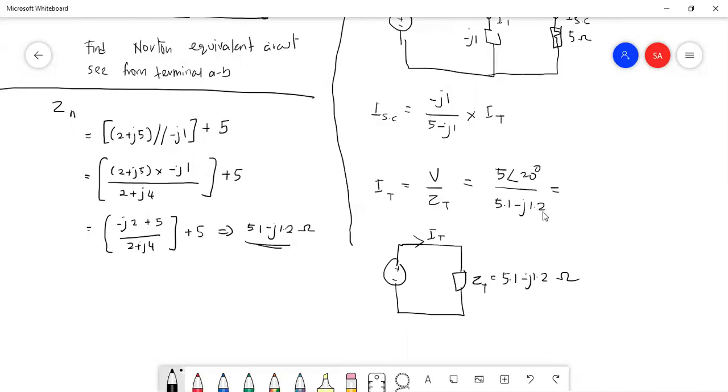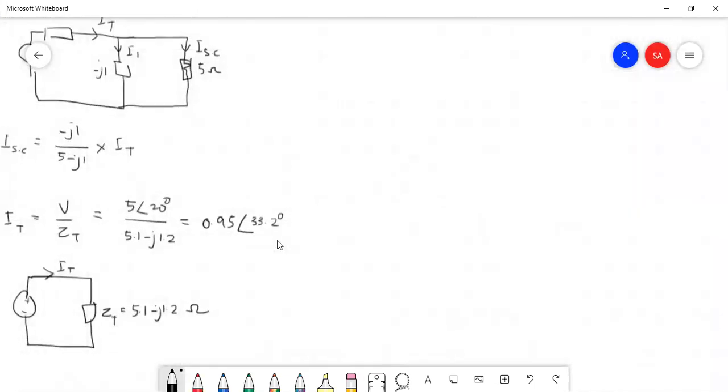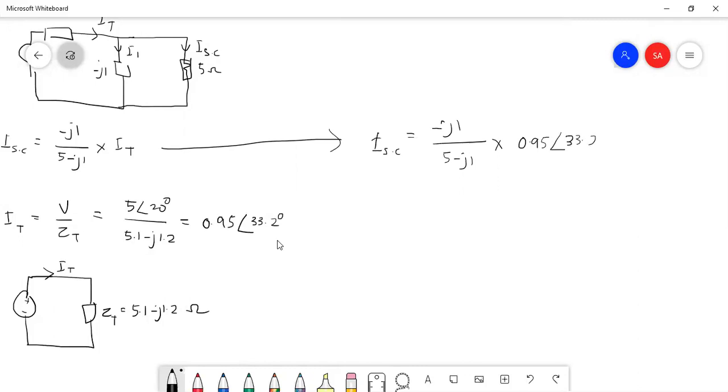This gives me 5∠20 over (5.1 minus j1.2), and converting into polar form, you will have your I total as 0.95 with an angle of 33.2 degrees. So from there, my I short circuit is negative j1 over (5 minus j1) multiplied by the I total. Right now we have already calculated the I total as 0.95 with an angle of 33.2 degrees.